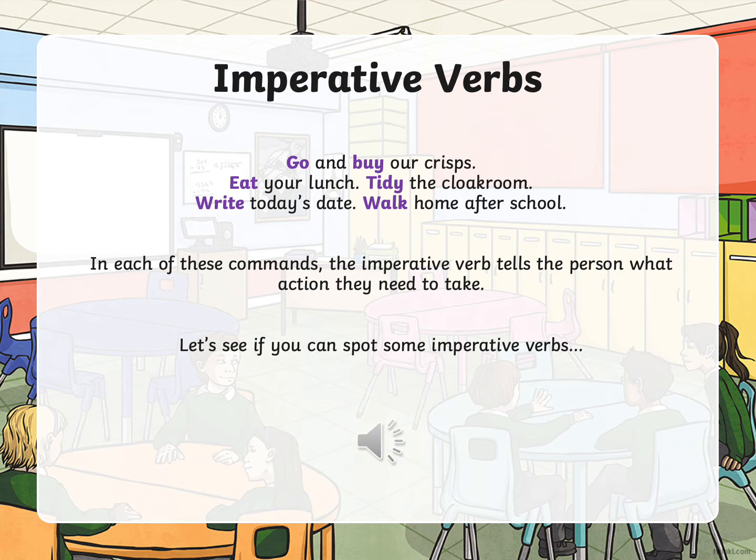Go and buy our crisps. Eat your lunch. Tidy the cloakroom. Write today's date. Walk home after school. In each of these commands, the imperative verb tells the person what action they need to take. Let's see if you can spot some imperative verbs on the next slide.